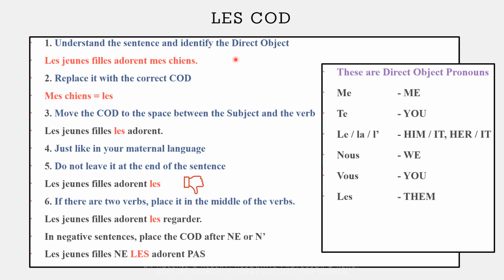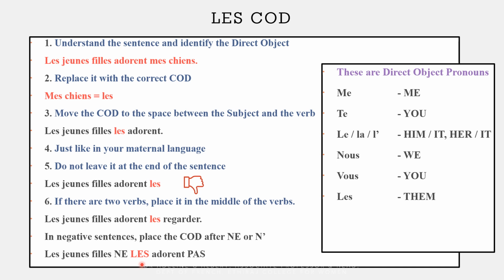Identify the direct object. How do you identify it? There's no preposition in between the verb and the object. Choose the correct pronoun, the COD, to replace the object. Do not leave it at the end of the sentence like in English. Put it in front of the verb like in Tamil. And if you have two verbs, put it in between both the verbs.